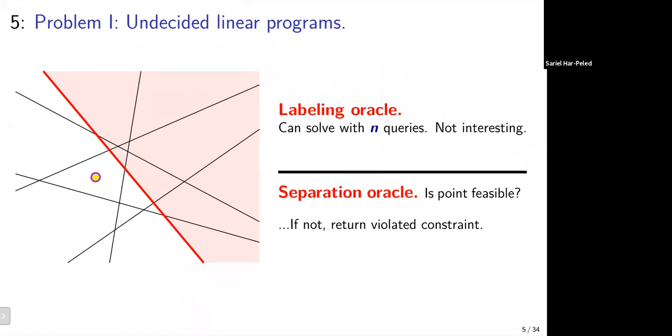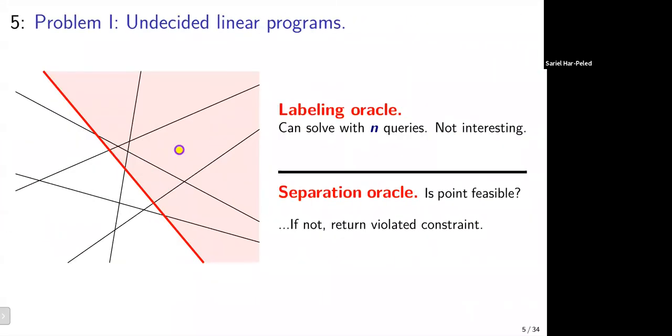But the more common situation is that I would return a constraint that says, no, this query point is not feasible because of this constraint. And when you get this separation constraint, you also get its orientation. So you get a separation, and one constraint is being labeled in the process.